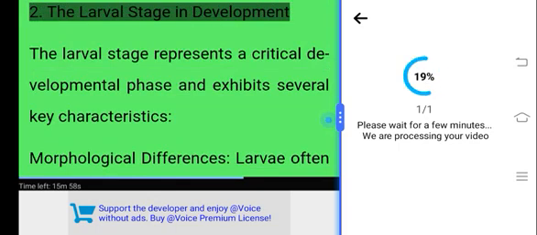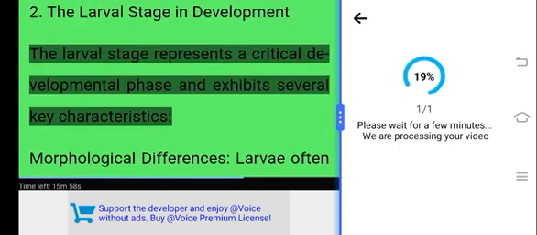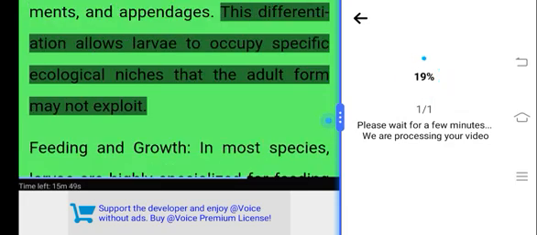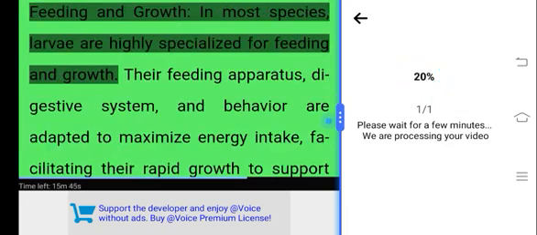2. The larval stage in development. The larval stage represents a critical developmental phase and exhibits several key characteristics. Morphological differences: larvae often look significantly different from adults, having distinct features such as different body structures, number of segments, and appendages. This differentiation allows larvae to occupy specific ecological niches that the adult form may not exploit.